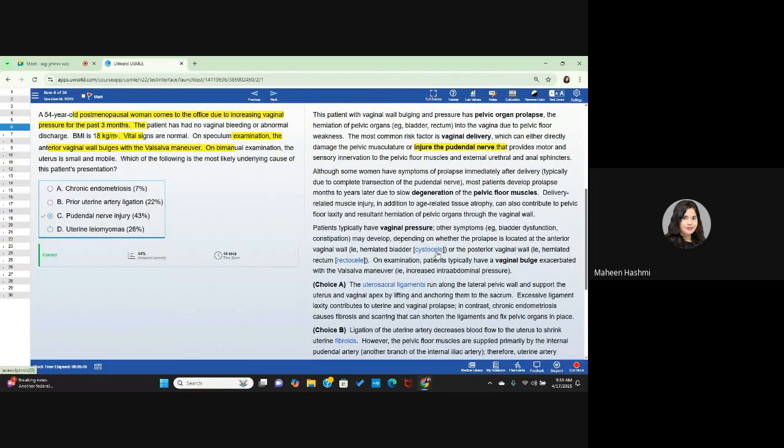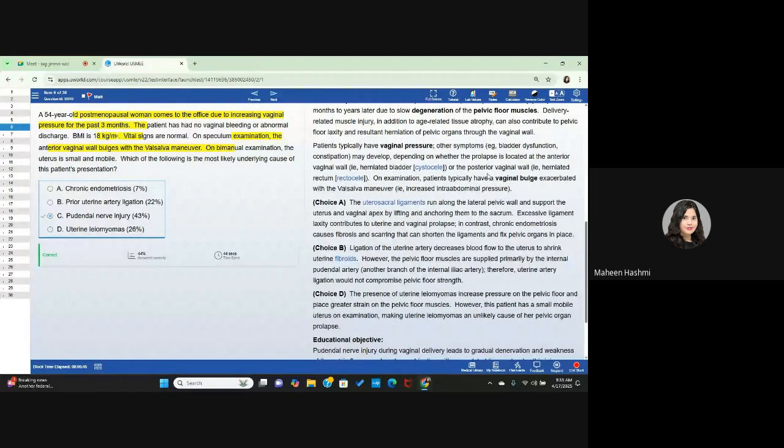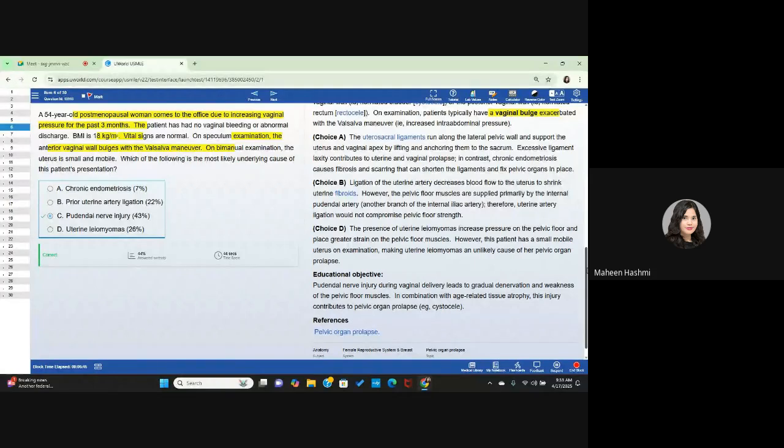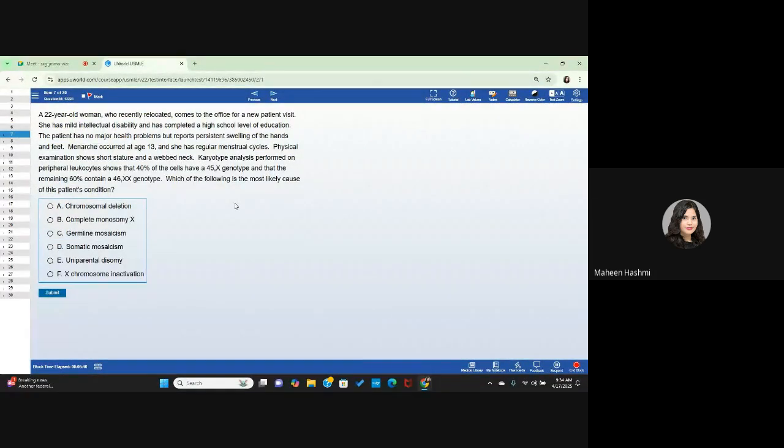It's referred to as cystocele and rectocele. Alternatively, they will say there's a vaginal bulge, or a sensation of something dragging them down. Those are the words they use to describe prolapse on USMLE Step 1. What is the treatment for prolapse? Surgically. You put sometimes a pessary, or a sling, or sometimes you do surgery to remove it. All right, then we come to the next question.